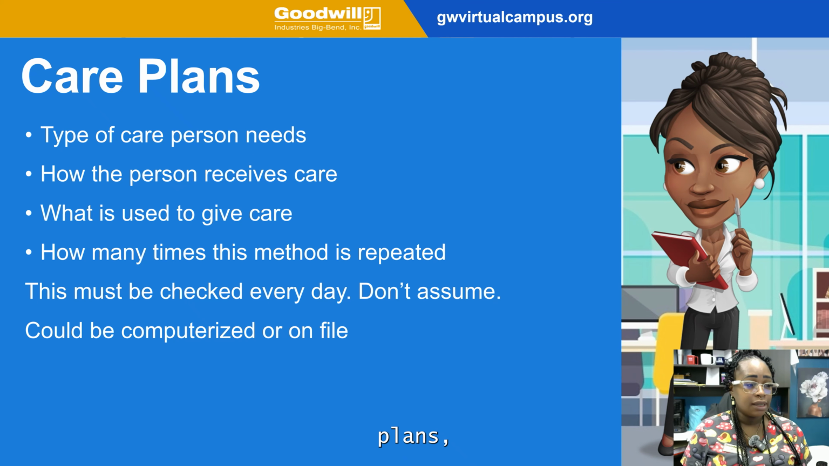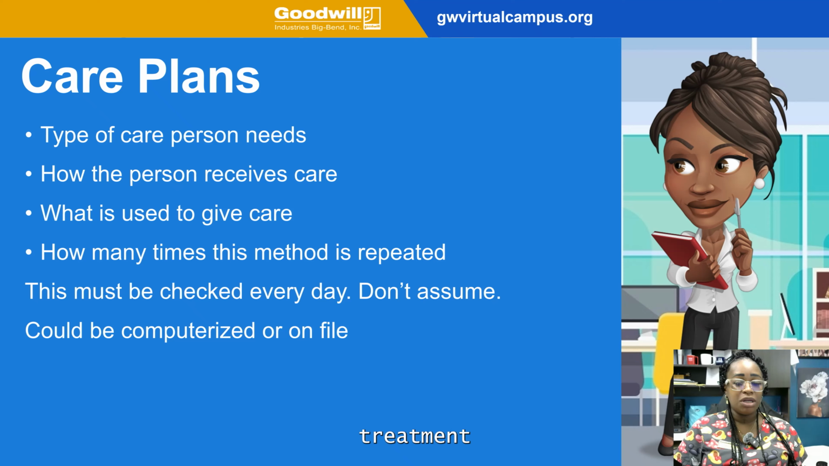When we talk about care plans, we discuss what kind of care they need, how that person is going to receive the care, what's used to give care to them, and how many times this method needs to be repeated. This is going to be checked every day, so we're not going to assume that our patient is getting the same kind of treatment each day that we work with them. Something may change or transpire within their healthcare plan, so we need to do something a little bit different.